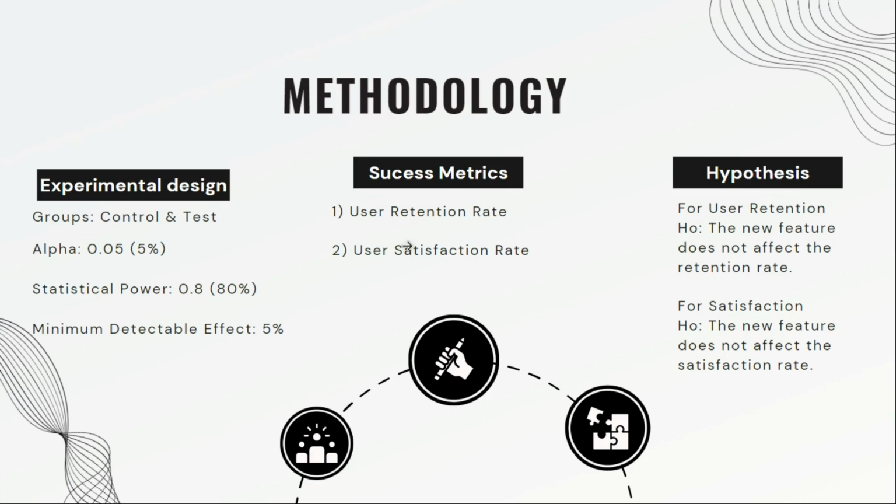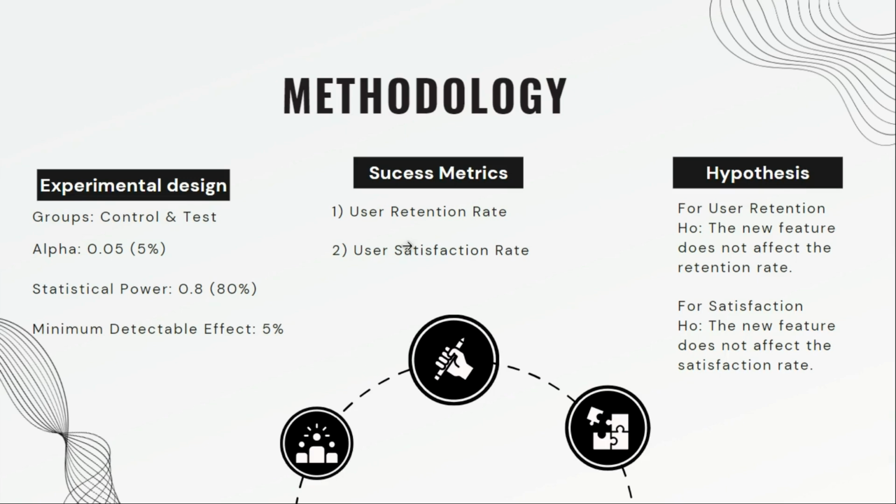The alpha for this analysis was placed at 5%, the statistical power at 80%. Statistical power is the probability of detecting an effect if this effect truly exists, and it's also used to calculate the sample size we'll be using for this analysis.